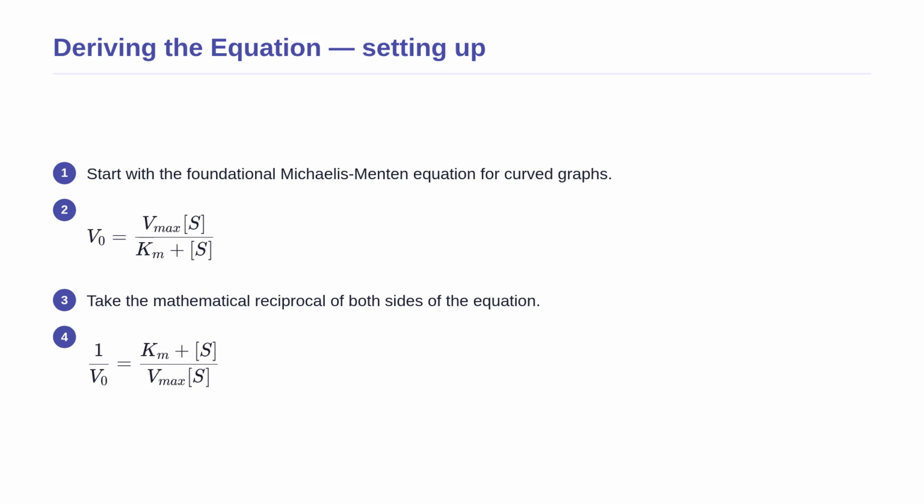To fix the curve, our first mathematical step is to take the reciprocal of both sides of this equation. We simply flip the fractions upside down. This puts 1 over the initial velocity on the left and moves the addition into the numerator on the right. This setup is the crucial first step in our transformation.